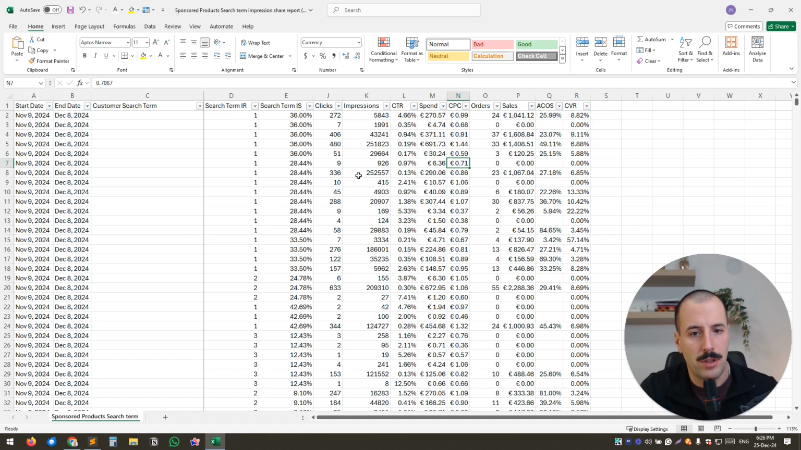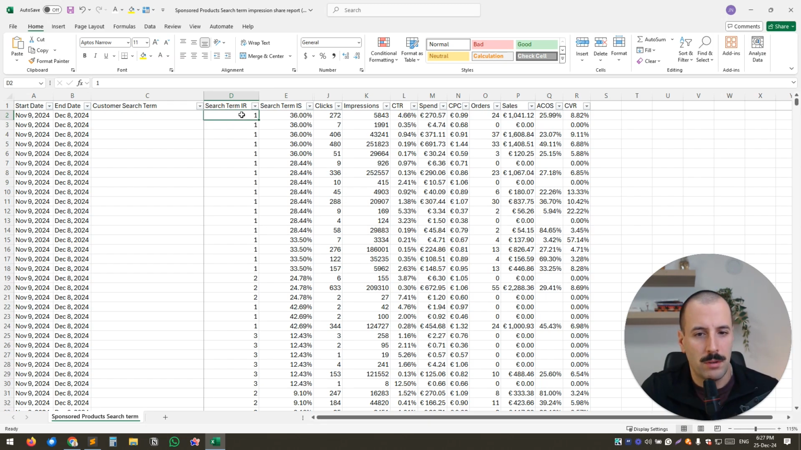Now, the new and most important columns here, the metrics that you have, are these two: search term impression rank and search term impression share. This will break it down for you. So for each search term, how well is it ranked? For this search term, you can see here that we are in position 1. So all the other brands are below us for this search term.